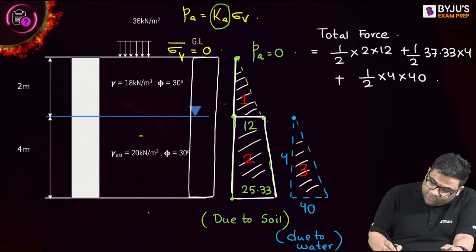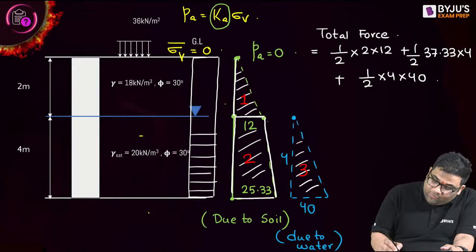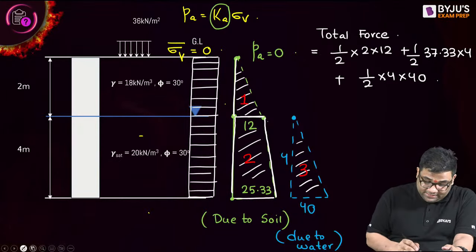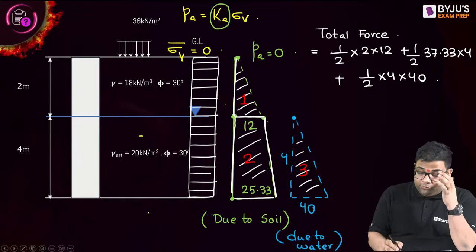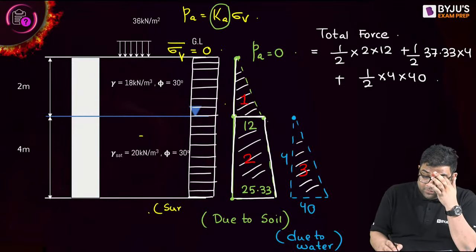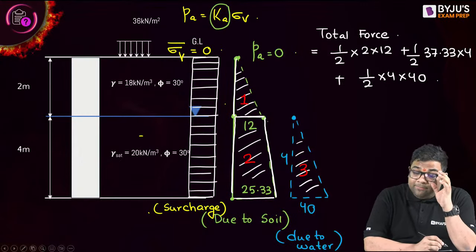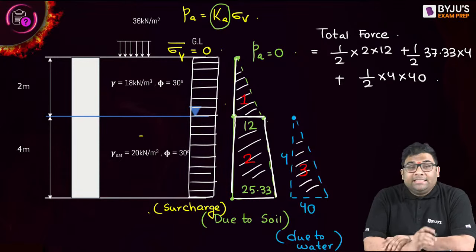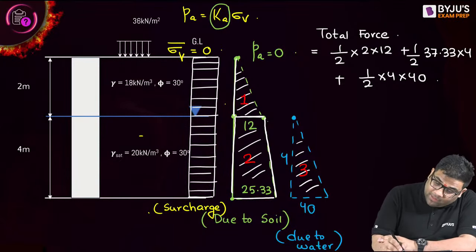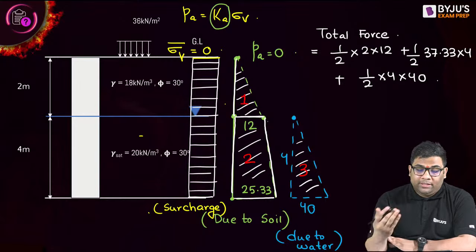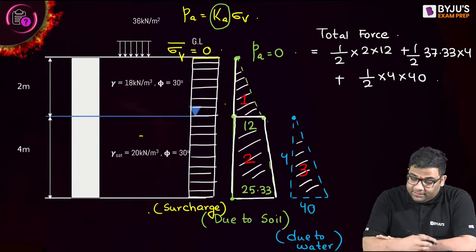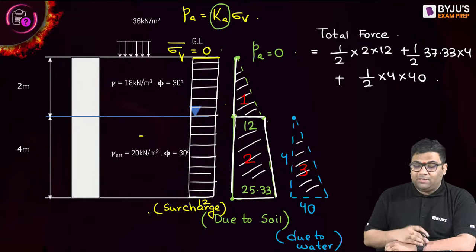And what will be the value of this distribution? Can anybody say what the value of this earth pressure due to the surcharge is? Don't tell the force, the earth pressure is simply Ka into Q. So this will become Ka into Q. Ka is 1 by 3, Q is 36, so this becomes 12, right?